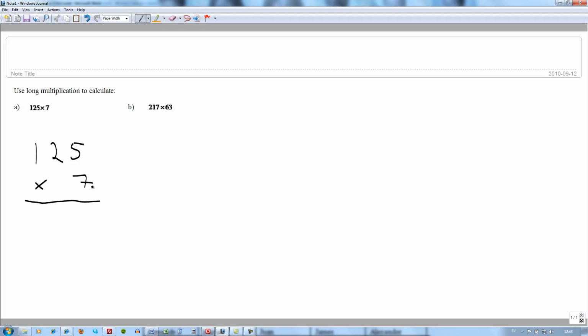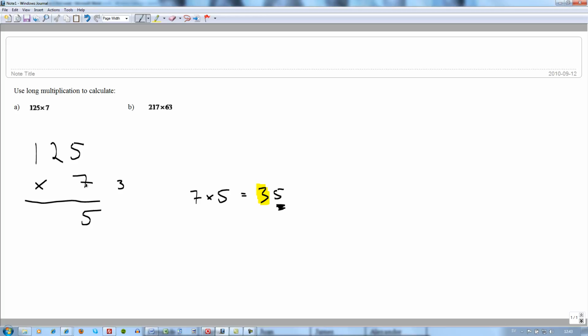So first of all, 7 times 5. Just going to make a note here. Equals 35, right? And remember that we take this number 5 and write it here. This number 3, we remember we can write it here, 3, just so that we remember it.